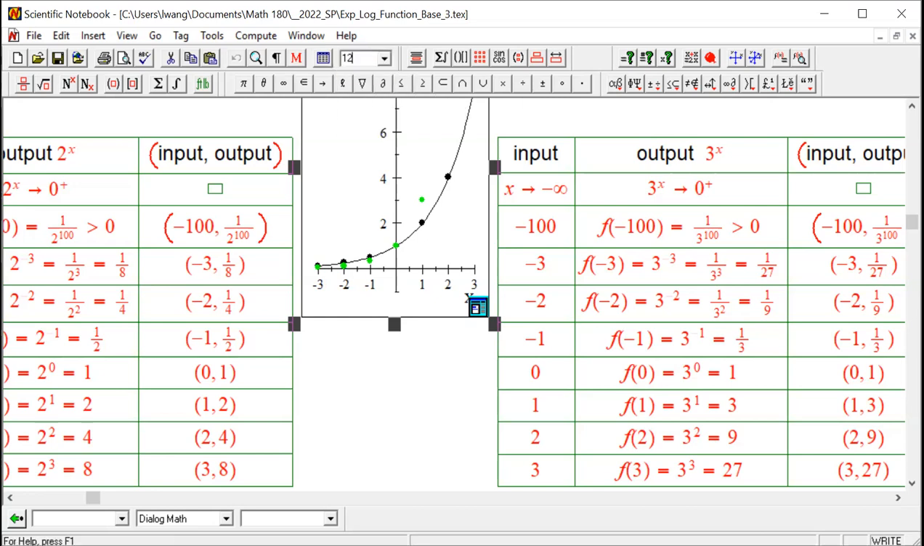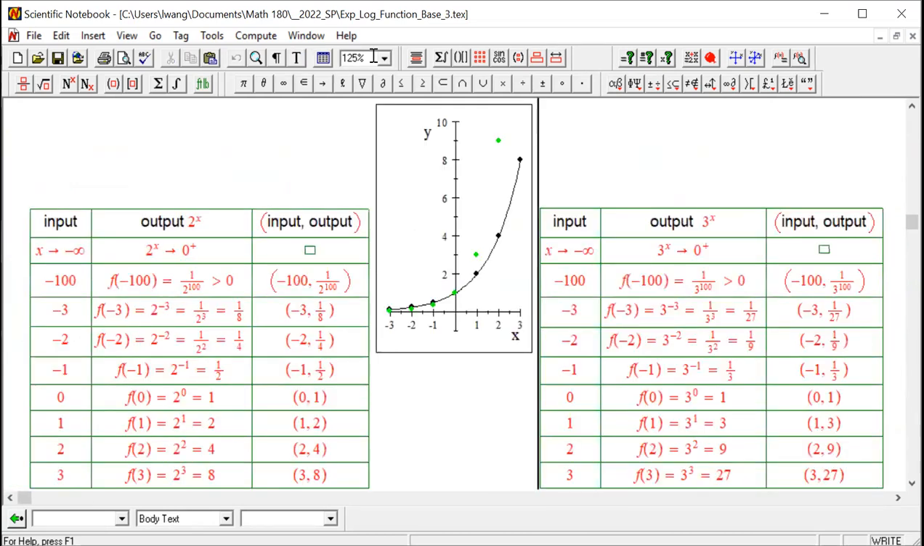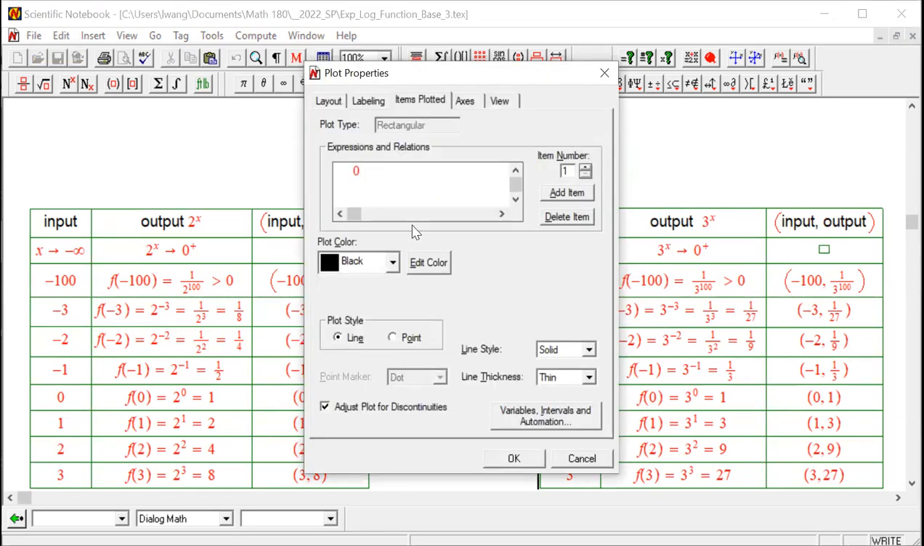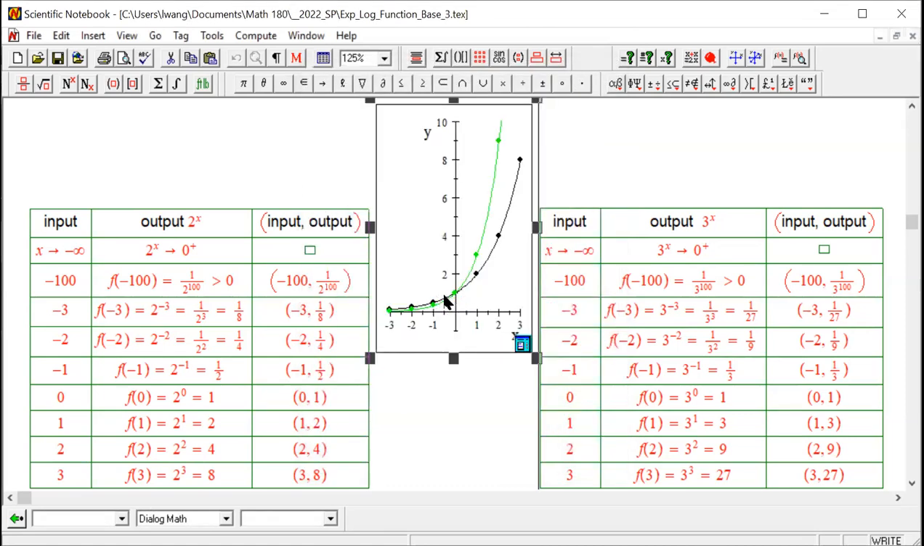Okay, I'm gonna make the fonts just a little bit smaller. Okay, let's connect the dots. Let's connect the dots of the green. Okay, so that's gonna be 3^x in green. There. Lower when input is negative, higher when the inputs are positive.